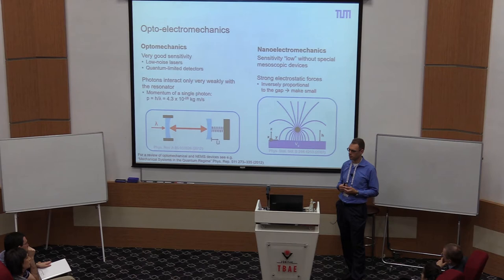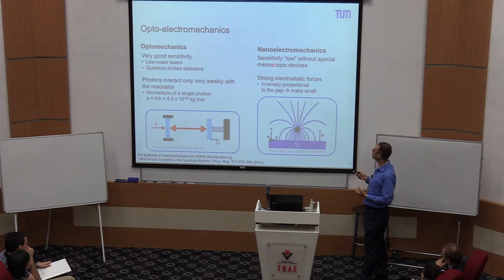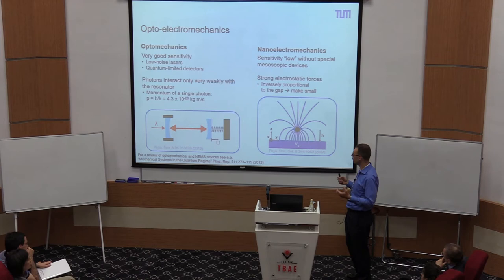And here, that is illustrated with a cartoon of a carbon nanotube that is suspended above a gate electrode. You see all the electric field lines here. And now, when you make this separation smaller and smaller, the force becomes stronger and stronger. And that is why we typically want to work with nano-electromechanical devices, in contrast to the much larger micro-electromechanical devices. So these are, of course, two cartoons.